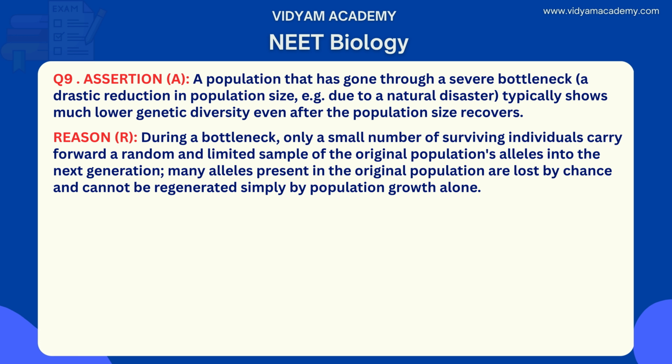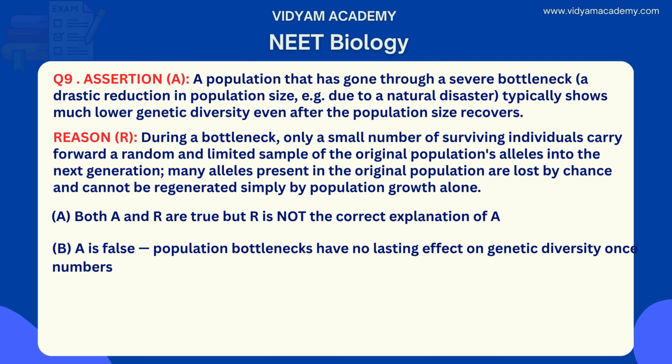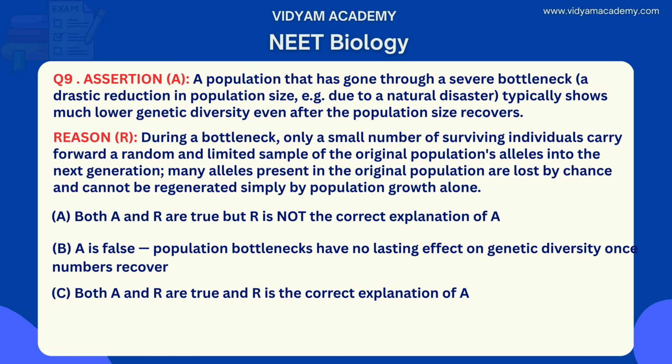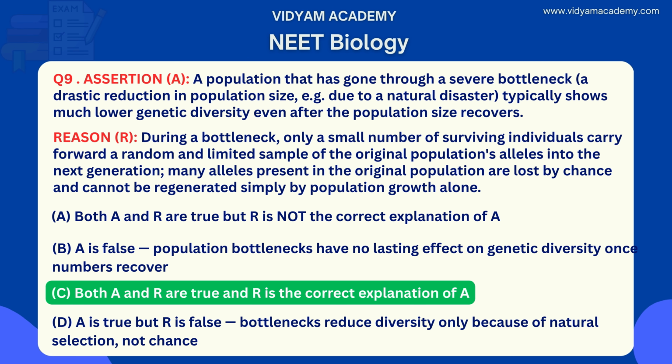So here are the options. Option A: Both A and R are true, but R is not the correct explanation of A. Option B: A is false. Option C: Both A and R are true and R is the correct explanation of A. And finally, option D: A is true, but R is false. Did you guess the correct answer? Option C is the right answer. Both A and R are true and R is the correct explanation of A.